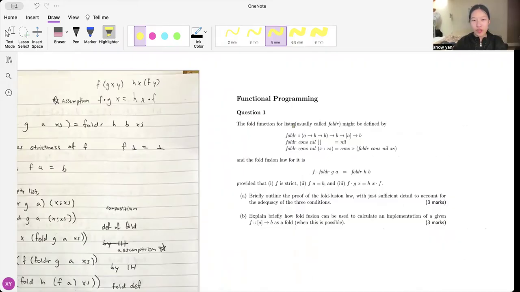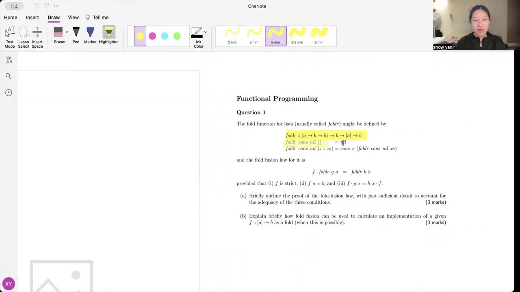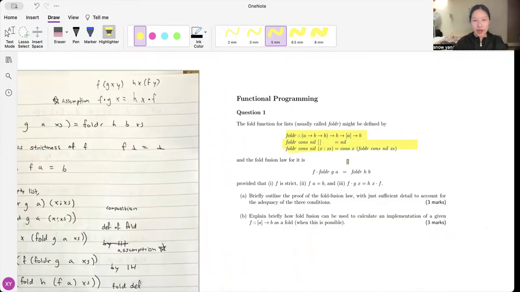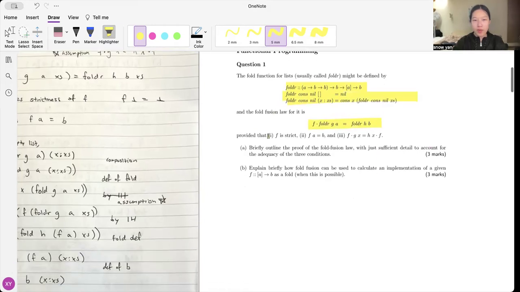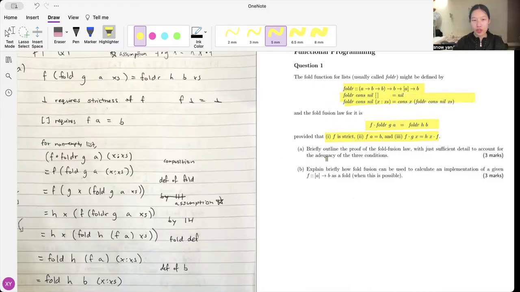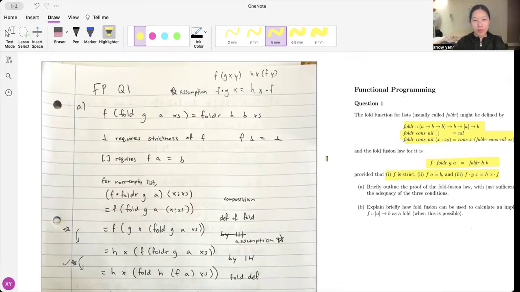So here they're pretty generous and they gave the definition of fold, pretty standard. And then the fold fusion law is here. And then they gave the three conditions, one, two, and three. Part A asks, briefly outline the proof of the fold fusion law with sufficient detail to account for the adequacy of the three conditions. Okay, so for part A, they already gave us the three conditions. We're going to explain in what cases we require each one. So this is the general formula, and then we just think about the different cases we have.